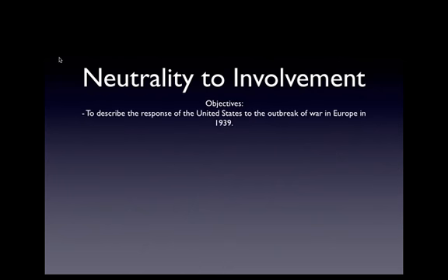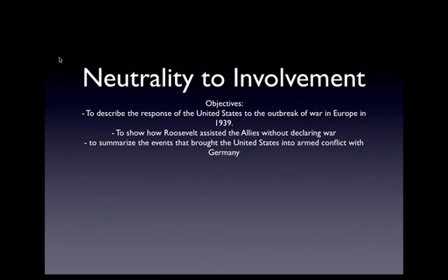So the things that we're going to cover just real briefly today: to describe the response of the United States to the outbreak of war in Europe in 1939. So how did we respond? What did we do? Again, 1939 is when the Nazis invaded Poland. Secondly, to show how Roosevelt assisted the Allies without declaring war, so how we kind of maintained that neutrality. And then eventually to summarize the events that brought the United States into armed conflict with Germany. So all of these stem from Chapter 24, Section 4. Okay, so that's what we're doing today. How exciting.